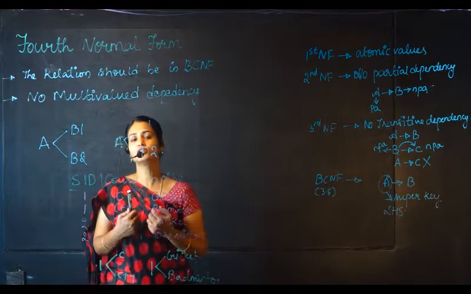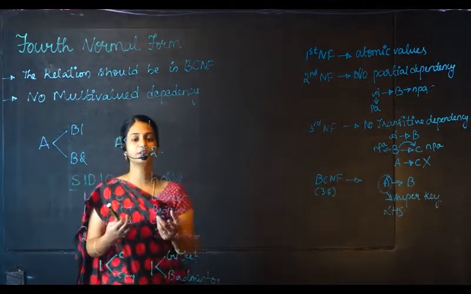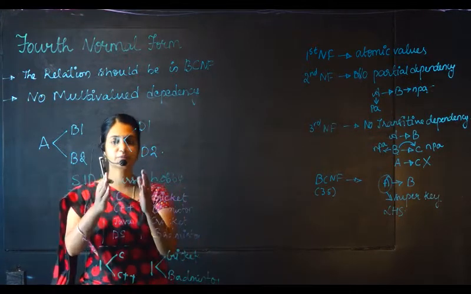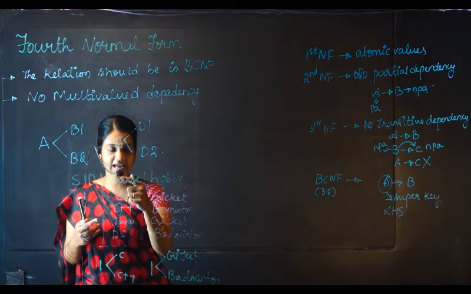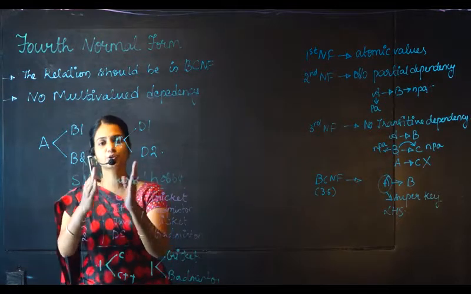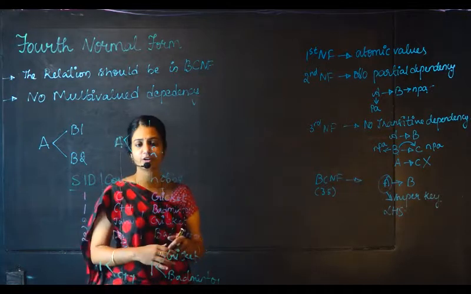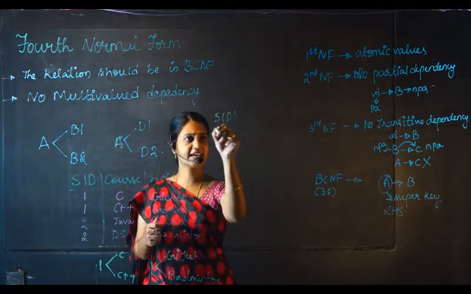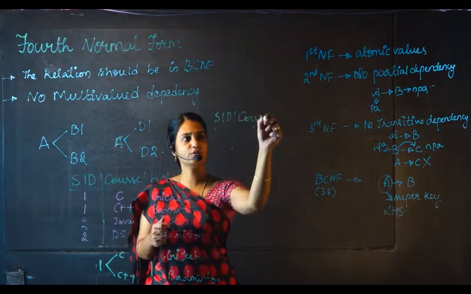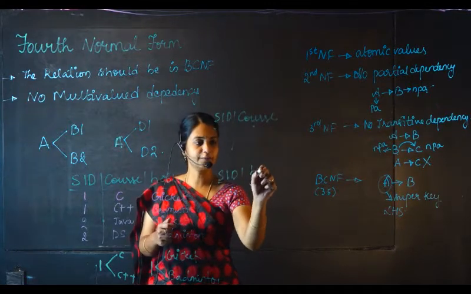Now what is the solution for the fourth normal form? Obviously we need to divide. And how do you divide? You have to keep separate attributes. Those attributes which have multiple values should be divided along with the prime attribute. So what is the solution with this table? I can divide it into SID and course, and SID and hobby.